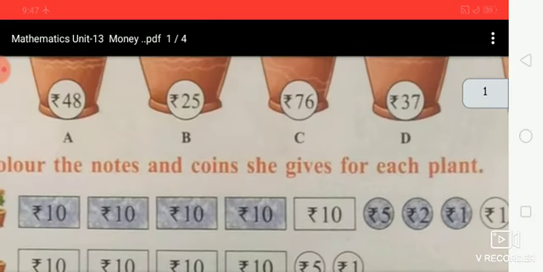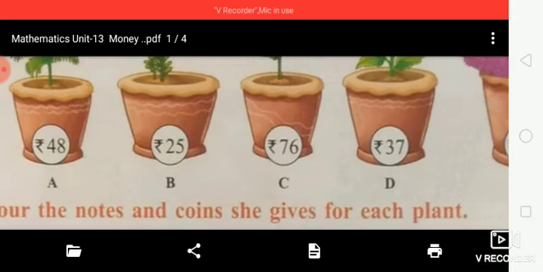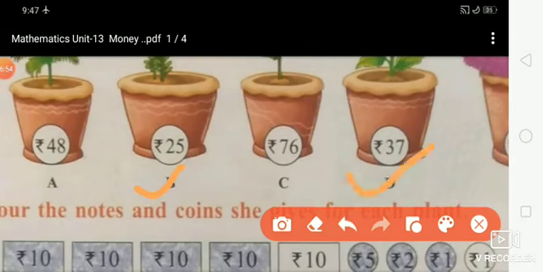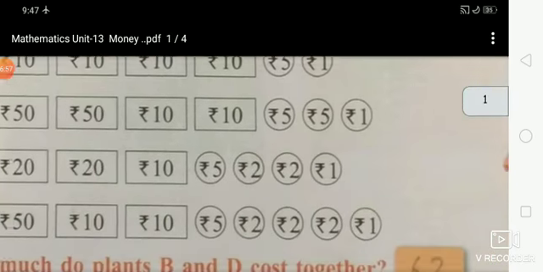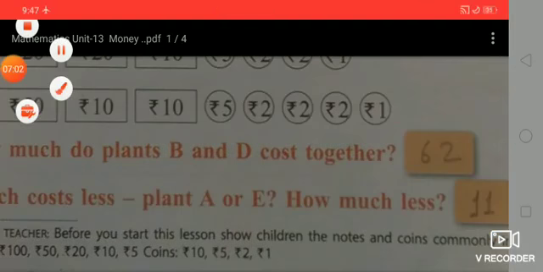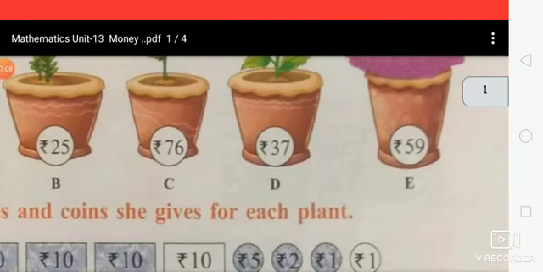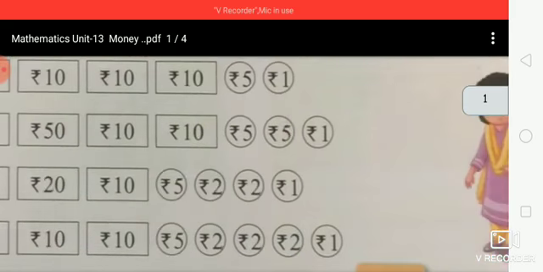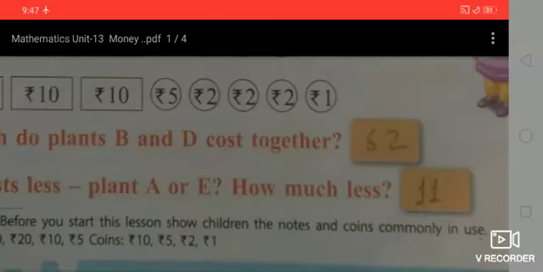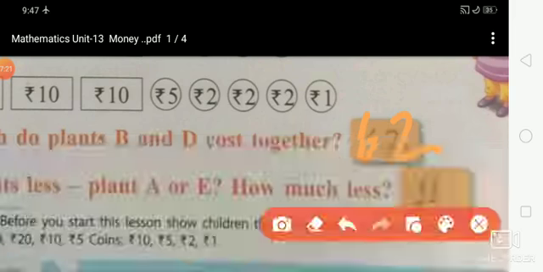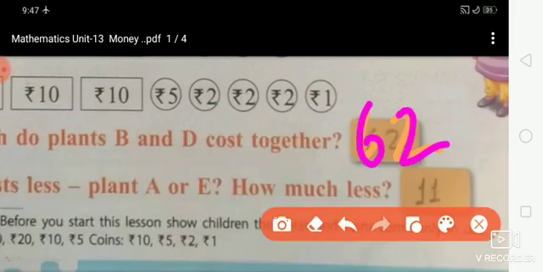How much do plants B and D cost together? Okay, look at the cost of B and D. B cost is 25 and D cost is 37. So add, the total money is 62. Write here the number 62. Is that clear?